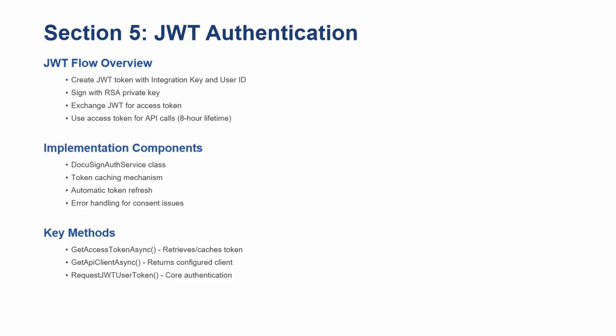The key methods include GetAccessTokenAsync, which retrieves cached tokens, and GetApiClientAsync, which returns a configured API client. RequestJWTUserToken is a core method that performs JWT authentication.